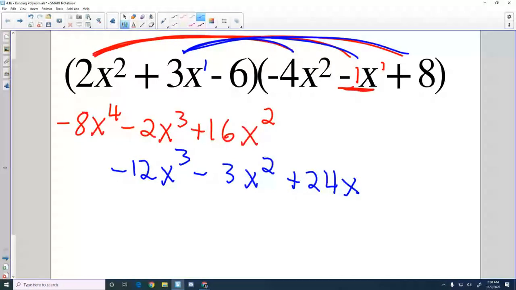And it's not underneath anything else because there are no other just x's yet. Now I have one more term to distribute. I'm going to use this -6, and I just distribute it times each of those three terms on the right.